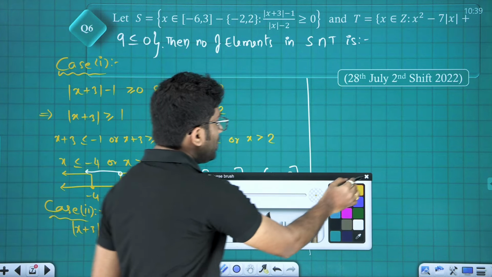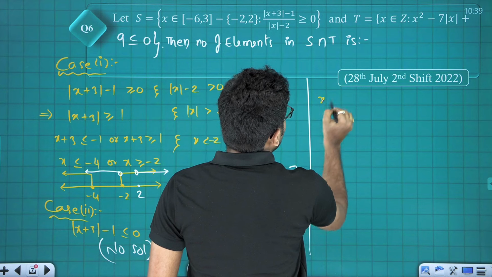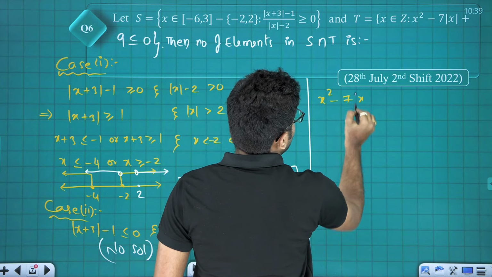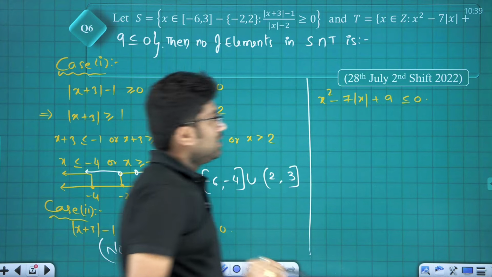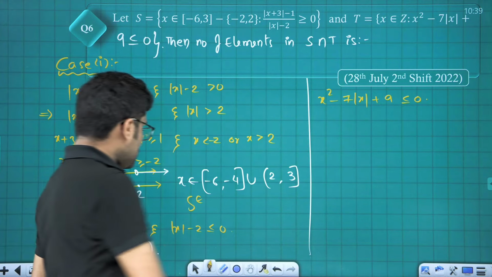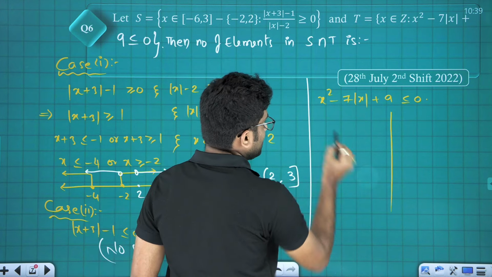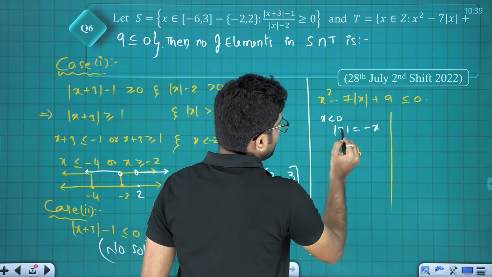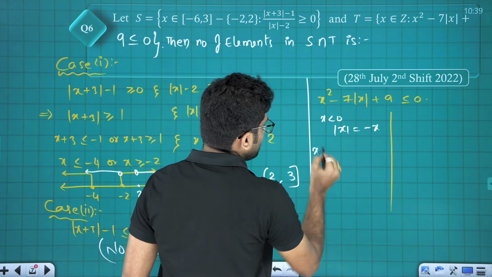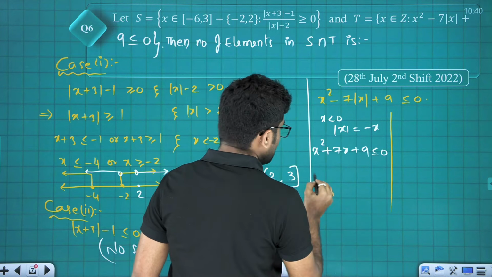Now, what do we need? We need T. So, T is clearly x square minus 7 times mod x plus 9 less than or equal to 0. Here also we have modulus. So, mod x can be split into 2 cases, correct? If x less than 0, mod x will be equal to minus x. Okay. So, in this case, x square plus 7x plus 9 is less than or equal to 0.